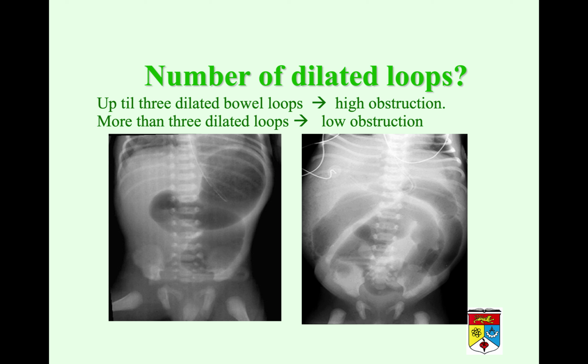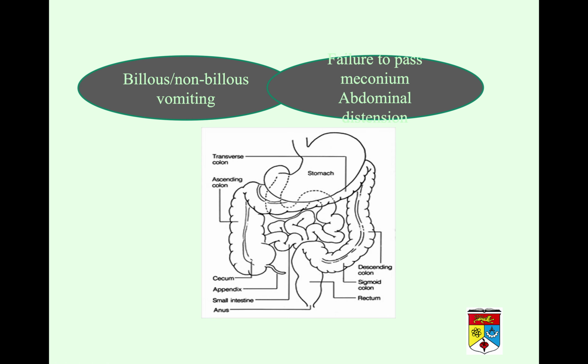I did mention proximal and distal bowel obstruction. So how do you decide that? By looking at the number of dilated loops. If there are up to three dilated loops of bowel, then we say this is a high obstruction. Like in this case, we have one, maybe two, and three. So it is a high obstruction, and the differential diagnosis would be something higher. If it's more than that, and this is definitely more than three, then you have to think about a low obstruction.